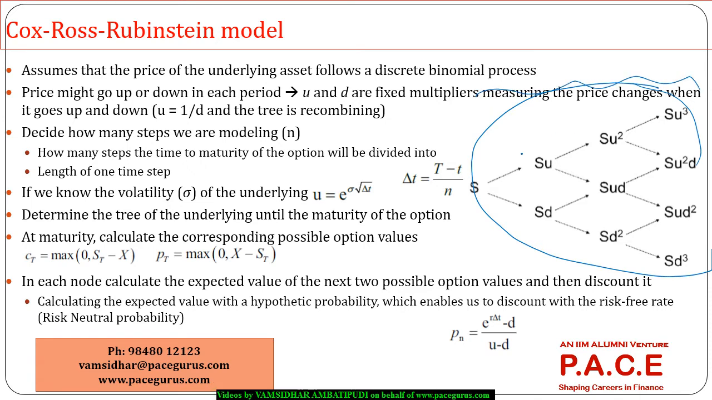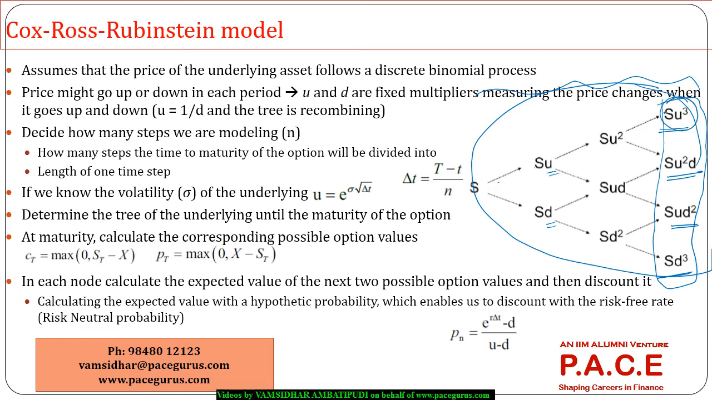Identify the number of steps. For each step, once you find out your U and D, you will find the prices at the end of each period at each of the steps. So make this complete tree. And at maturity, so let's say this is the maturity period, the possible prices are this, this, this and this. So these are the possible stock prices on the maturity date.